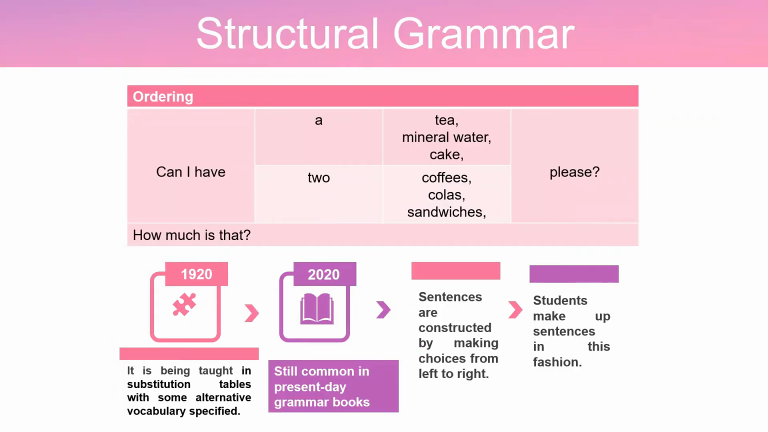Teachers have been displaying structural grammar in substitution tables since at least the 1920s. These represent the same information as the phrase structure tree but with some alternative vocabulary items specified. A typical example can be seen in the course book Speak Out. These graphic displays of grammar are still common in present-day course books and grammar books. The implication is that sentences are constructed by making choices from left to right, and indeed, they were often used as a way of getting students to make up sentences in this fashion.